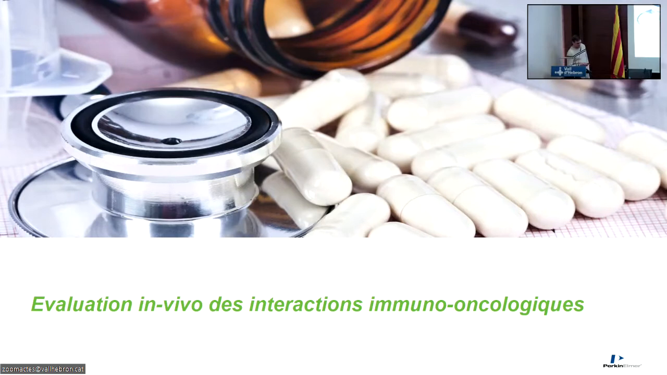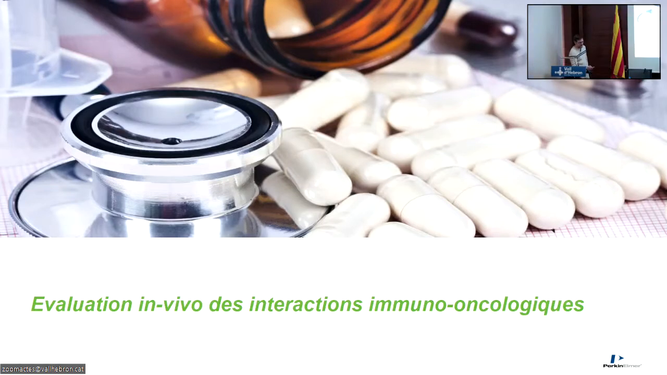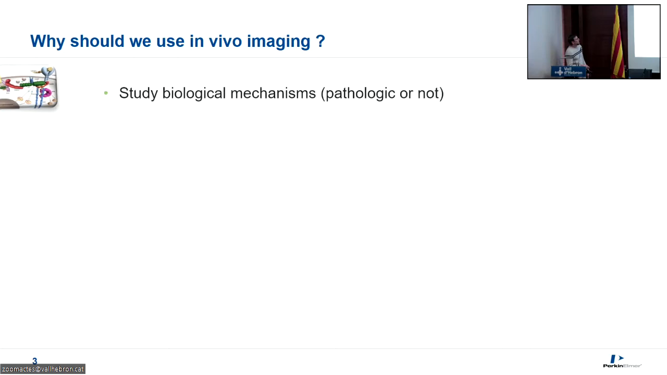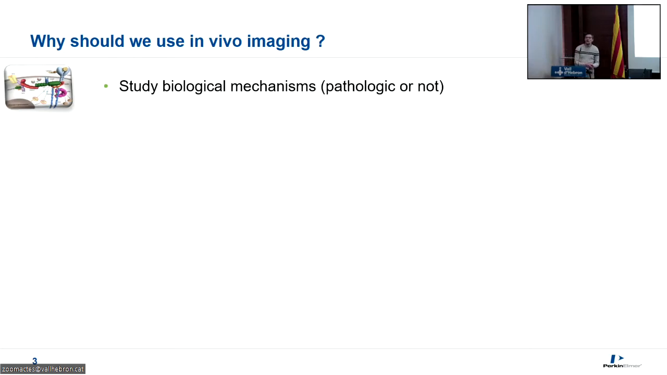So, just the plan for today. Three different steps. Okay, anyway, it's going to be in three different parts. The first part will be an introduction to in vivo imaging. Then I'm going to talk about the applications in immuno-oncology, and then I will finish with our re-engineered portfolio.